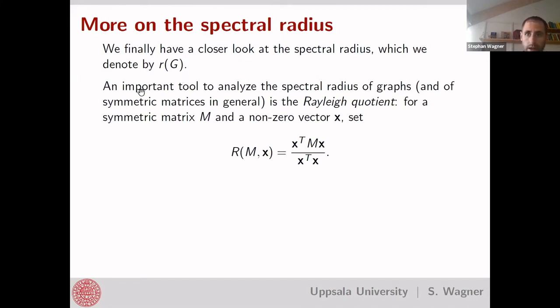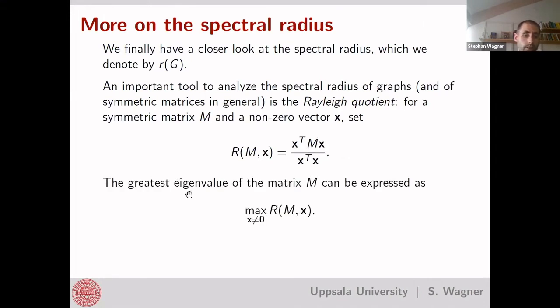So it's the greatest of the eigenvalues. One tool that is useful to analyze this, and generally a useful tool in linear algebra, is the Rayleigh quotient. For any symmetric matrix and vector x, you define the Rayleigh quotient like this. And it turns out that the greatest eigenvalue of the matrix can be expressed as the maximum of this quotient over all possible x's. Or if you want to exclude, you can also put a supremum here, but it doesn't matter. The maximum is attained. Just x mustn't be the 0 vector, because otherwise you divide 0 by 0.